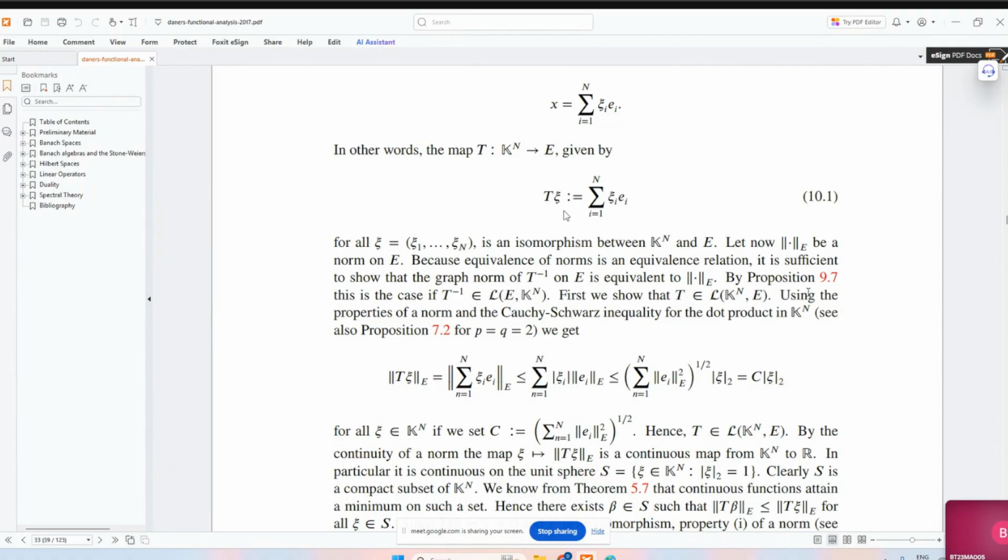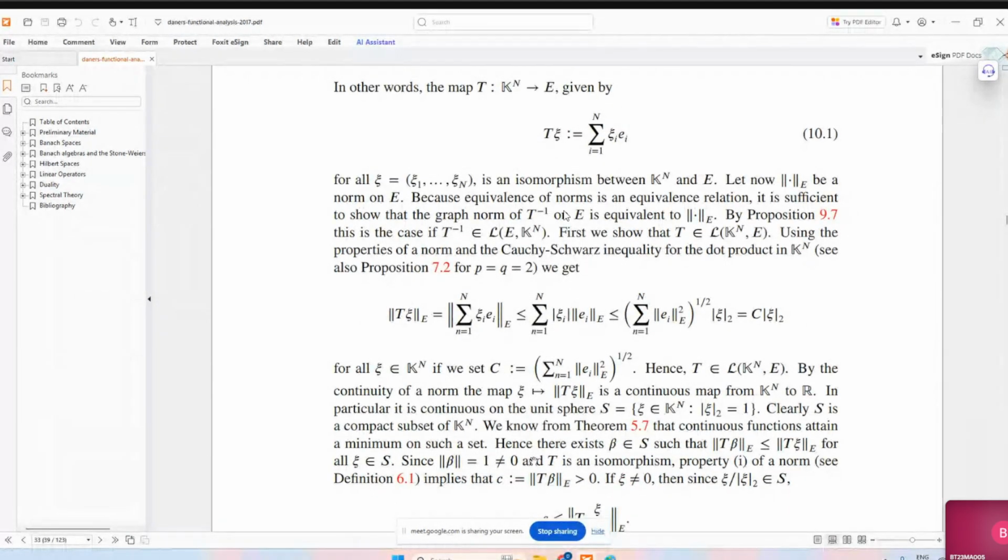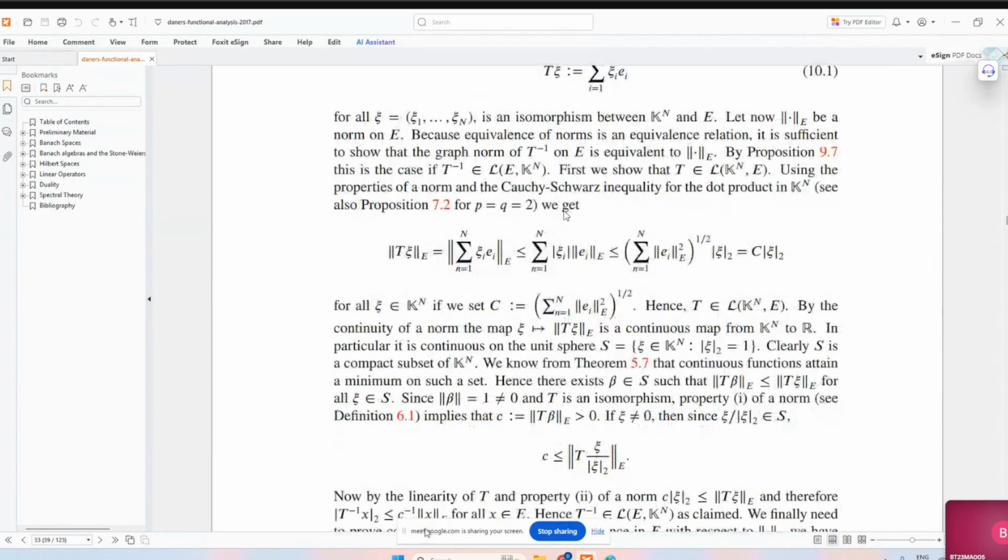All right. So what I was saying is that the map T inverse exists because it's one-one and onto. Why is it one-one and onto? Because it's a linear isomorphism. So by the Cauchy-Schwarz inequality or whatever inequality you have, or Holder's inequality, the norm of T xi will be less than or equal to the norm of the sum of xi_i E_i by definition. Now apply the triangular inequality, you get the sum from i equal to 1 to n of mod xi_i times norm E_i. This is the Holder's inequality I am looking at here.